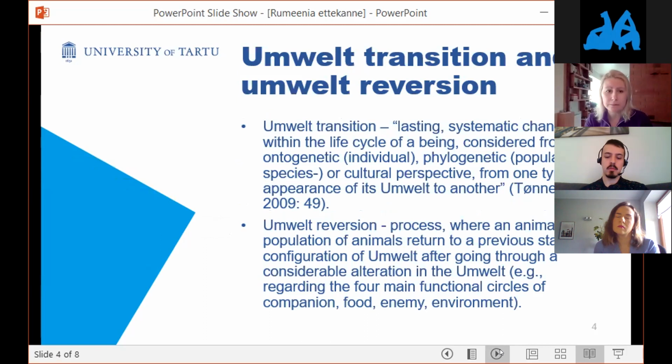For the case study, I have introduced a new concept, Umwelt aversion. I will come to it briefly because from the comparison of European minks' lives in situ and ex situ, we can see several differences in meaning carriers of food. And the case study will enable us to scrutinize what kind of new objects are introduced in their basic functional circles, specifically the food functional circle.